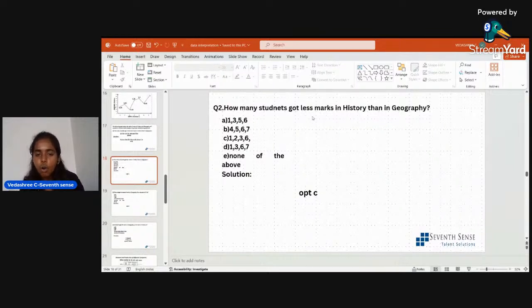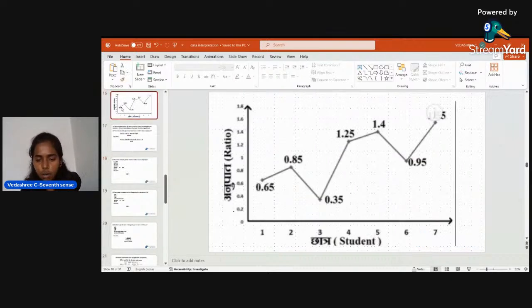How many students got less marks in history than in geography? The second question. So you need to check this graph. We should consider 6 years, no? Then the answer is 216, 260.